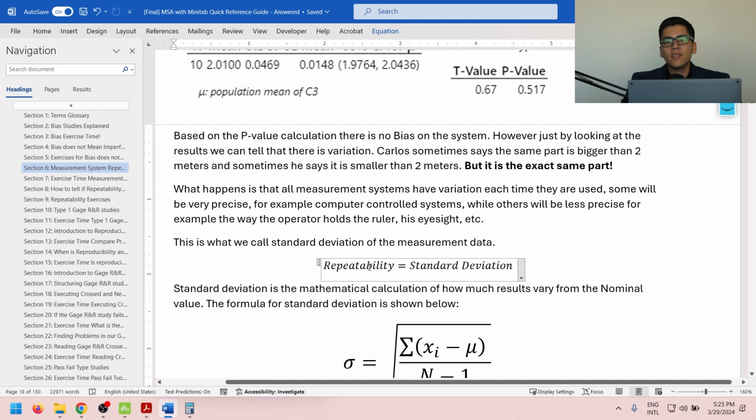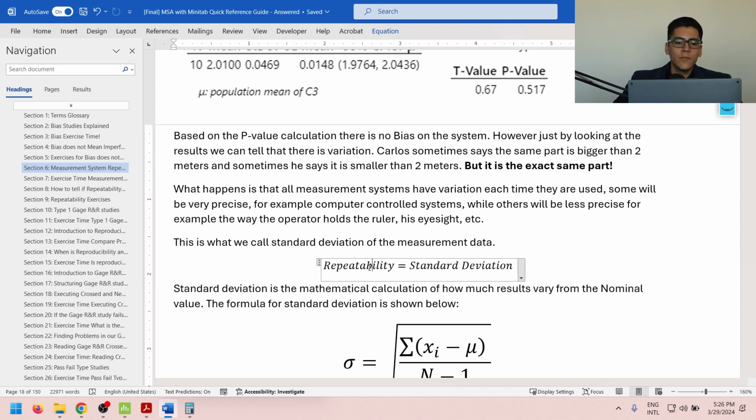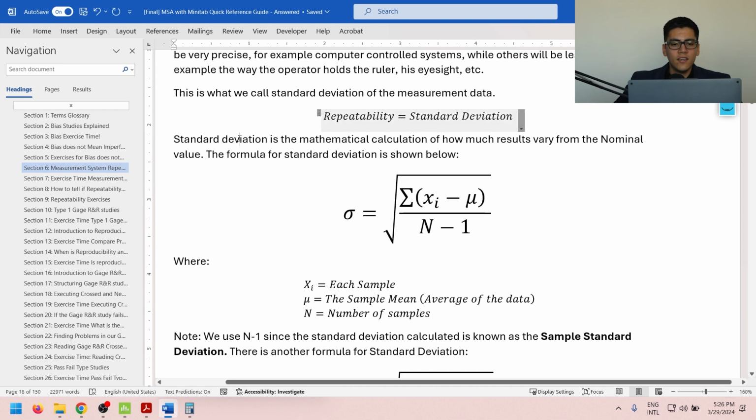The fact that people can't get the same result over and over again is going to provide us with a repeatability value, which we can identify mathematically as the standard deviation of our measurement system. Mathematically speaking, standard deviation is the mathematical calculation of how much the results vary from the nominal value. The formula for standard deviation is shown below. So we have this section right here. This value is known as the standard deviation, also called sigma.